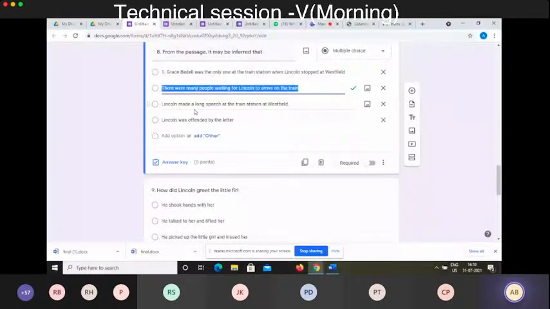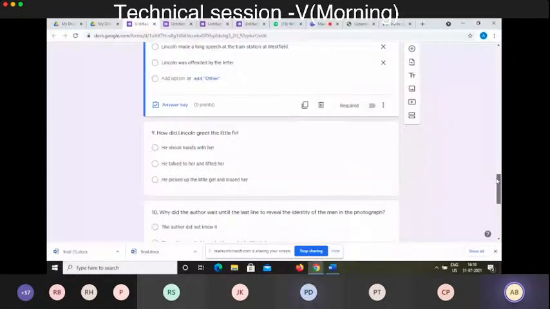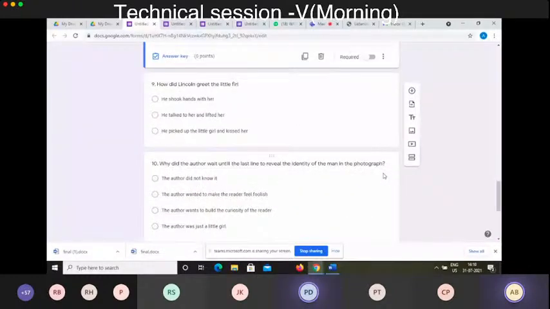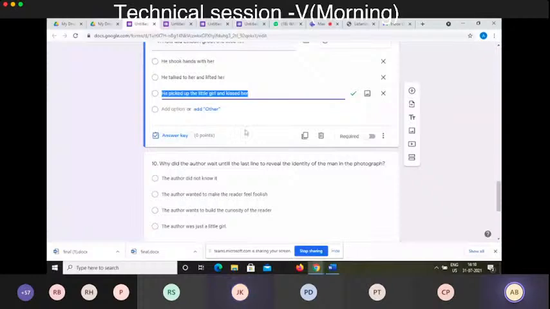But he gave importance to the little girl, right? So how did he greet her? How did Lincoln greet the little girl? It should have been girl, right? Just ignore this. How did Lincoln greet the little girl? He shook hands with her. He talked to her. He picked up the little girl and kissed her. In the third one. Yes, he picked up the little girl and kissed her, right? Are you happy with your answers? Are you happy with the passage?